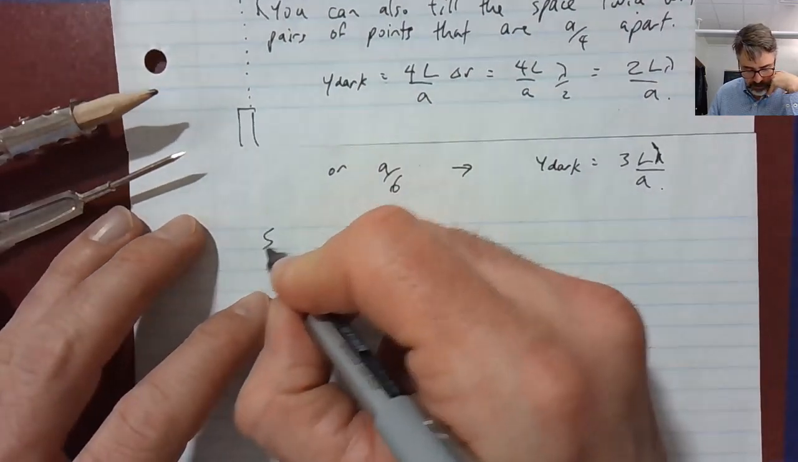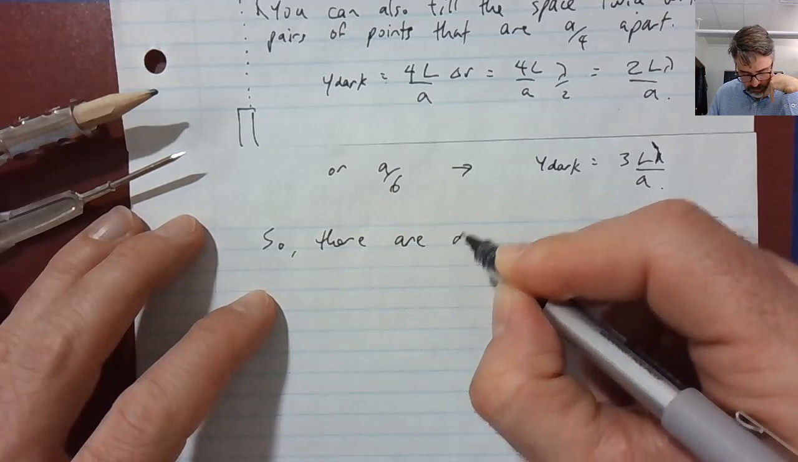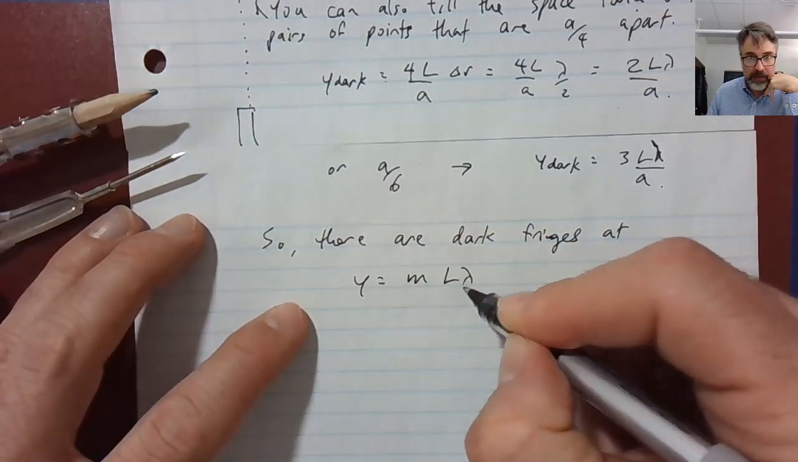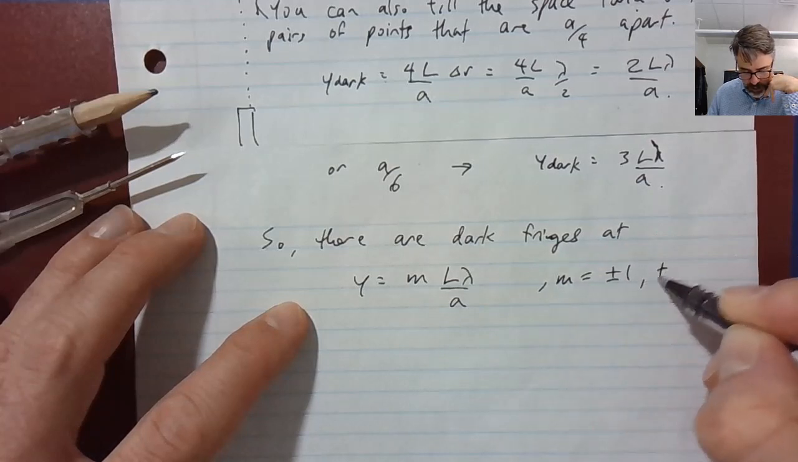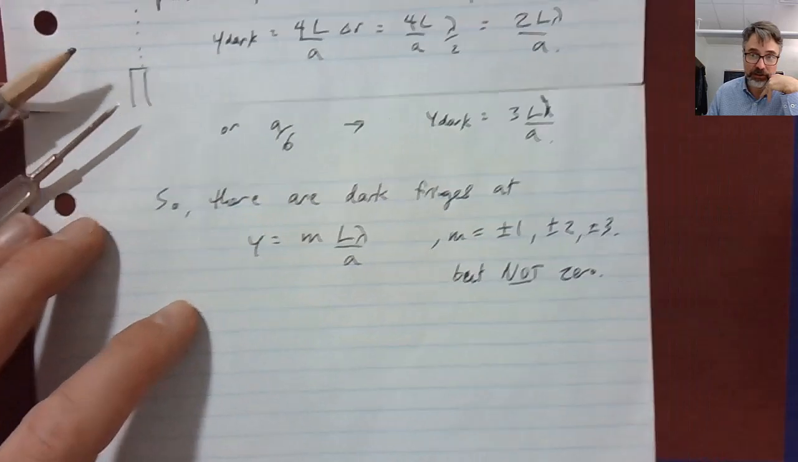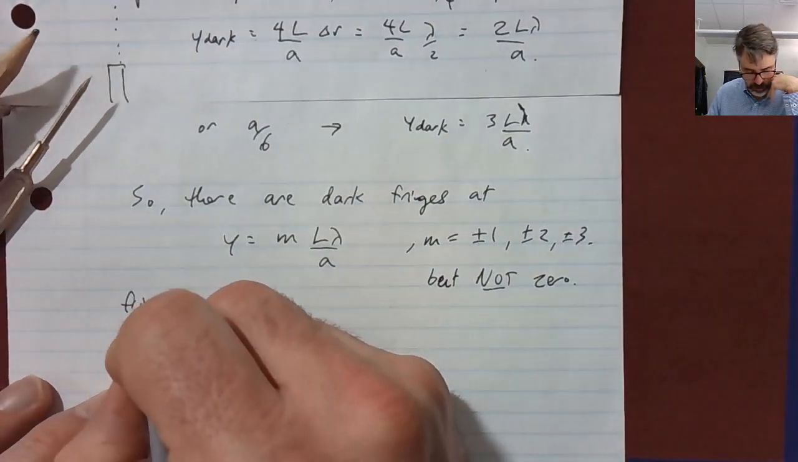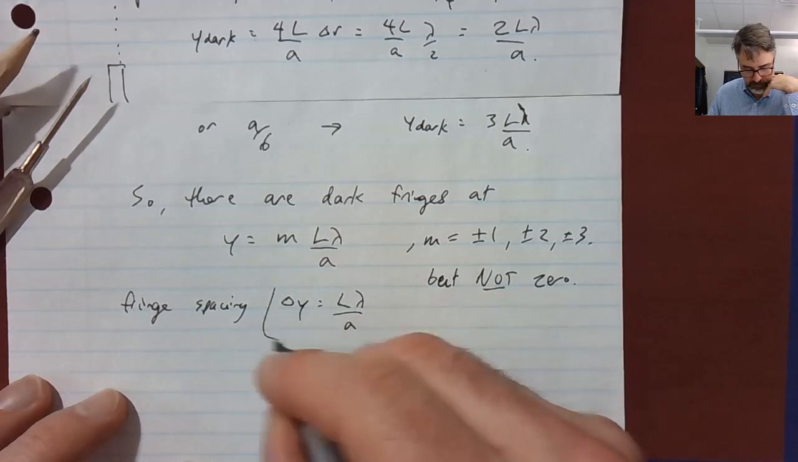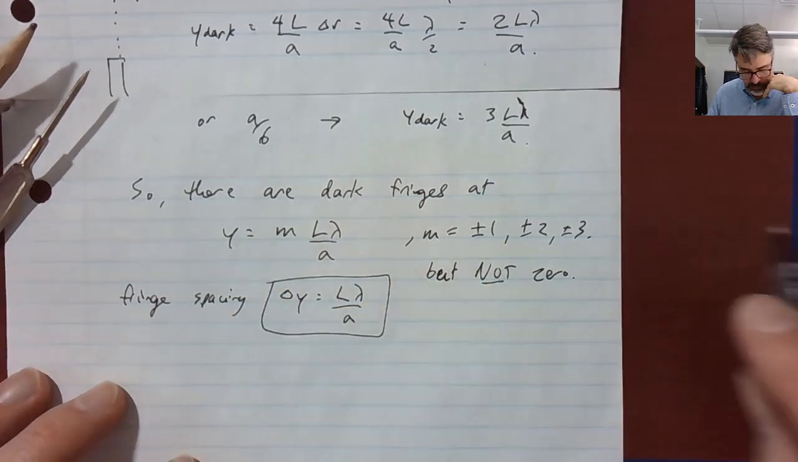And you can sort of see where this is going. There are dark fringes at y equals m L lambda over a, where m is an integer, plus or minus 1, plus or minus 2, but not 0. You skip the central bright fringe. But basically, the fringe spacing for the dark fringes is L lambda over a. So I hope that helps your theory, and good luck with lab this week. Bye-bye.